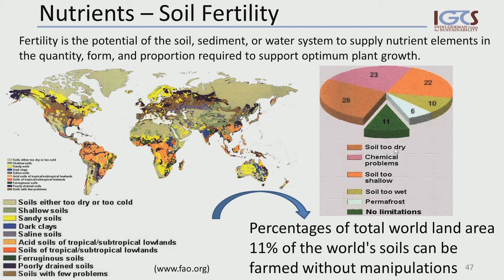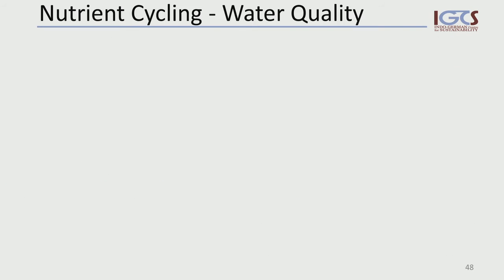Some may be too dry, they need irrigation. With irrigation come additional issues. There may be problems of nutrient availability. The soils may be too shallow or too wet, and so on. So it is quite important to realize that only 11% out of the total land mass actually has good soils for farming purposes.